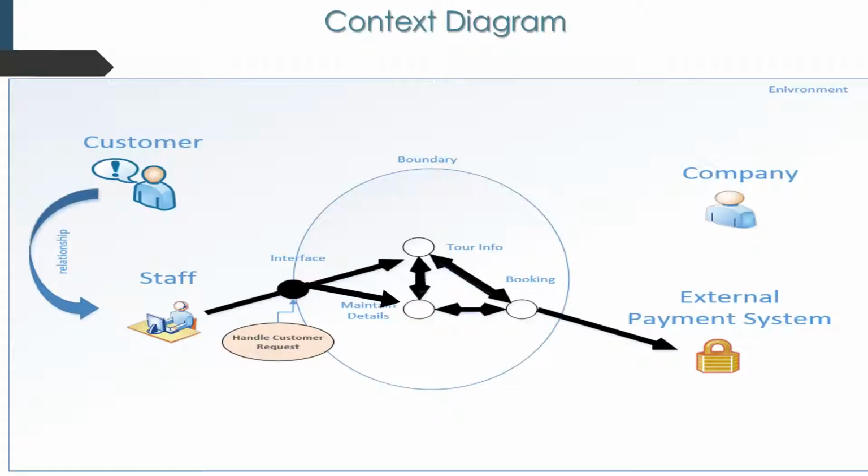Data flows are represented between actors and components by arrows showing data coming in from staff and out by booking to the external payment system. All the components are within the boundary, and only the staff interacts with the system through the interface on the border of the system boundary. It may be important to note that also all actors are outside the system within their environment.